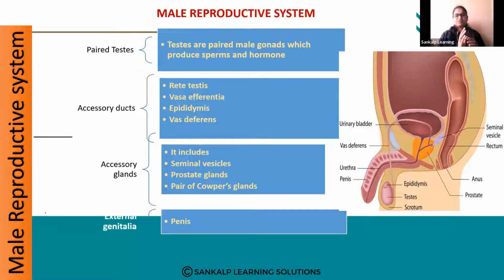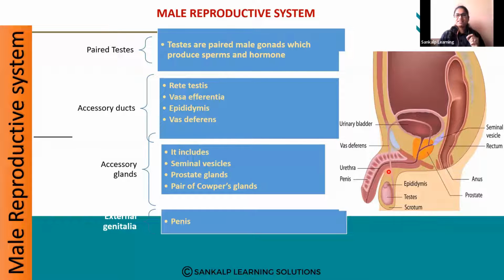So the testes will be covered by a bag or sac-like structure which is called the scrotum. So in the diagram, guys, you can see here, this is a testis, where you are seeing my laser mark. Yeah, so this is a testis. You can see a testis is covered or protected by a bag-like structure which is called scrotum. Why is the testis inside the scrotum? Scrotum provides or maintains the temperature of the testis.